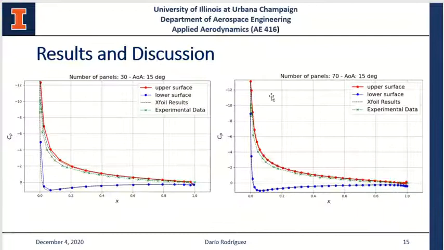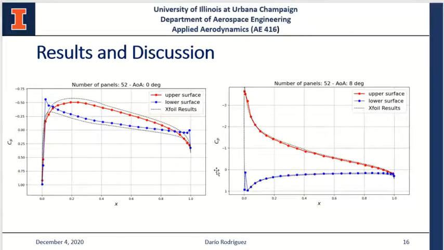So this is the same airfoil, but in this case, the simulation was run for 15 degrees. These two plots represent the same airfoil. The only difference is that this is for 30 and this is for 70 panels. As in the previous plots, the same analysis occurs, right? Increasing the number of panels allows us to better model and to get nice results which align with experimental data and also with XFOIL results.